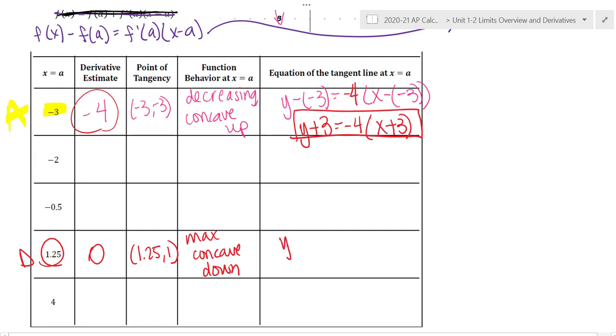So now I'm just substituting in. You have y minus 1 equals m, which is our slope, 0, times x minus 1.25. Right here, you're like, okay, this is all going to cancel out. You can leave it like this. That's totally fine. Or if I were to simplify that out, I could just leave it at y equals 1. And you are good to go.